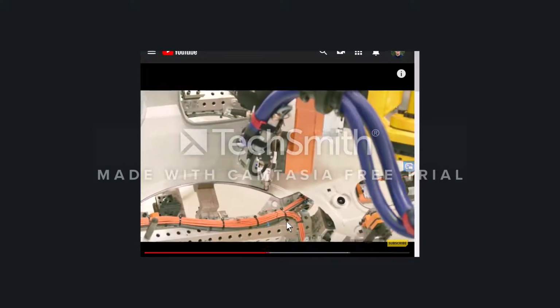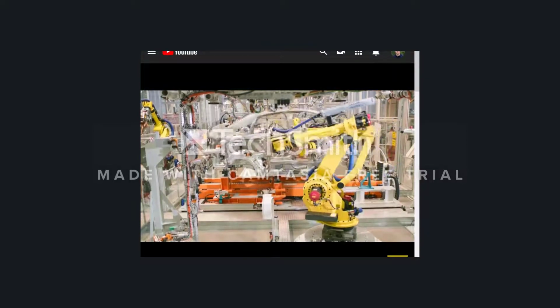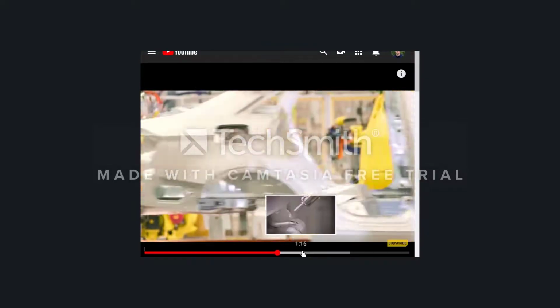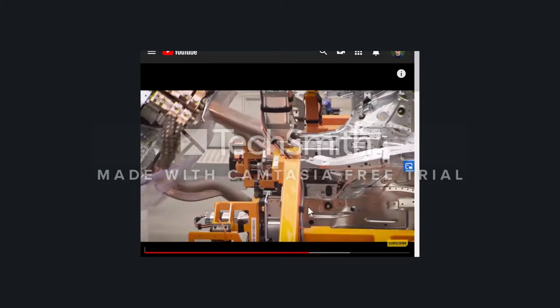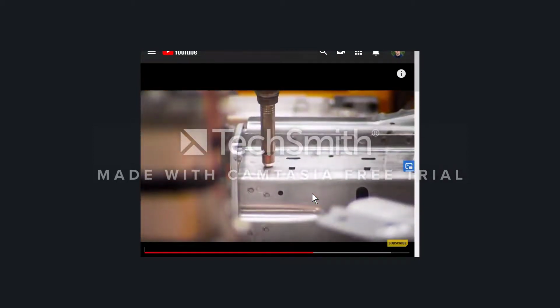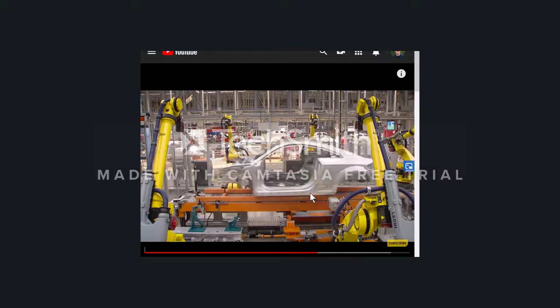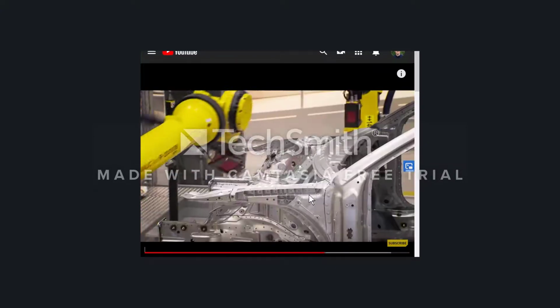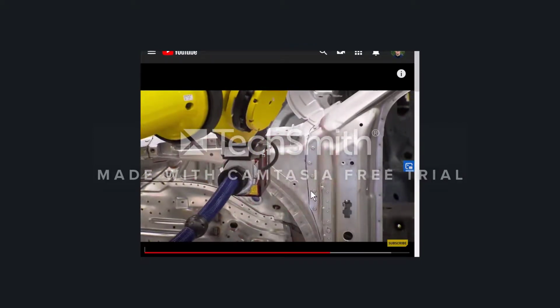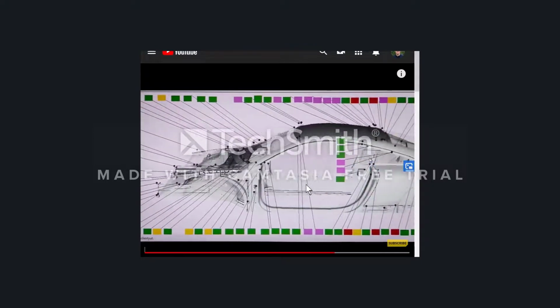Here you can see a dispensing application where they are putting glue on the body in white. And this is a spot welding application for the body in white. Additional applications such as spray painting and assembling or other types of welding are also quite commonly found.